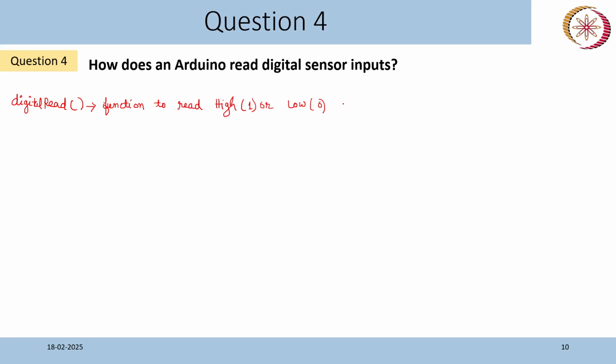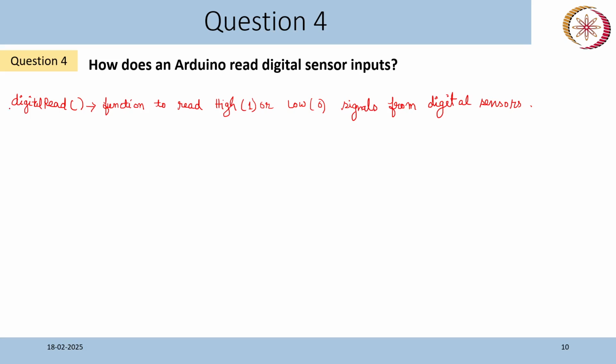I'll give you an example: read signals from, say, a digital sensor. What can be a digital sensor? It can be an IR sensor. It can be a button, simply a button. It can be a sensor, or some switch. This is to be used with a sensor or with an input pin.